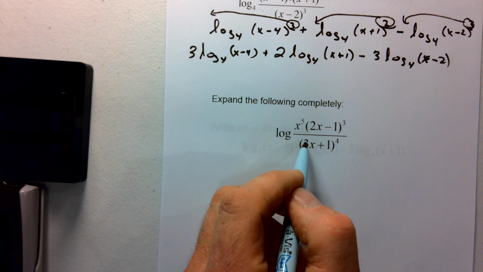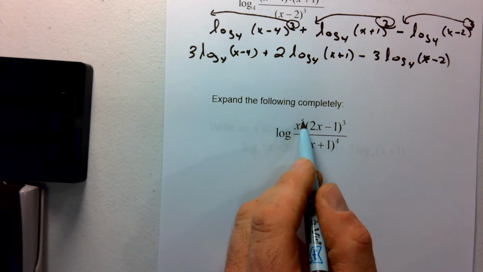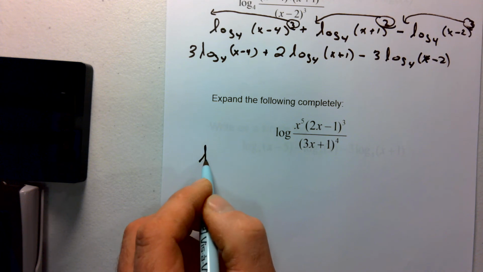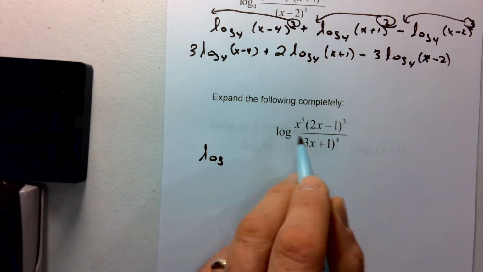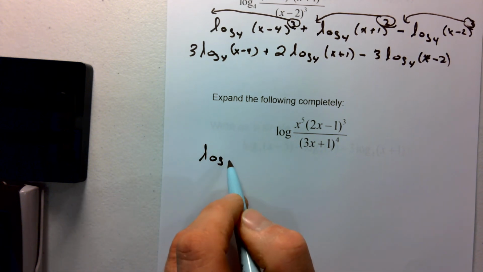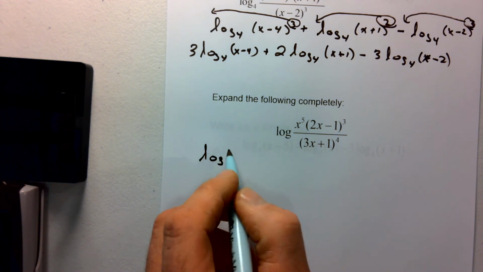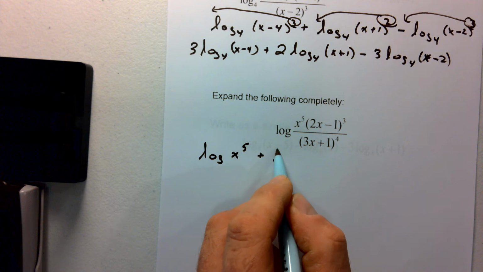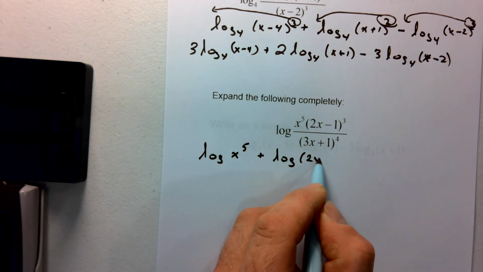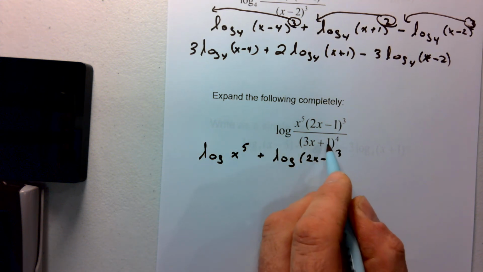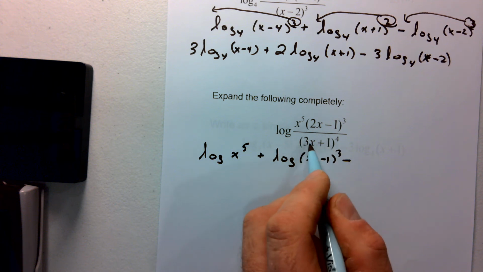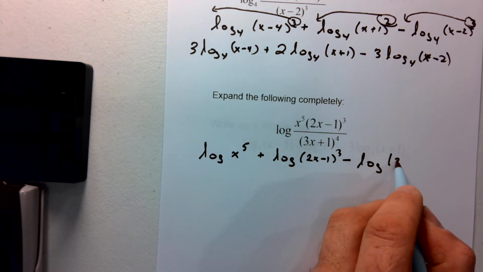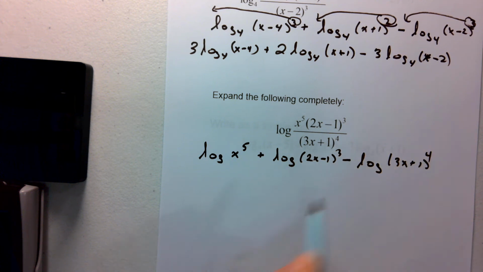We can expand this one as well. Again, if it's in the numerator, it's going to be a positive log. Denominator is going to be a negative log. So we're going to start out with a positive log. No base, so we understand it to be 10, and we don't need to rewrite that. We understand it to be 10. And to that, we're going to add the log of 2x minus 1 to the third. And we have a subtraction. Since we have division, we're going to have the log of 3x plus 1 to the fourth.